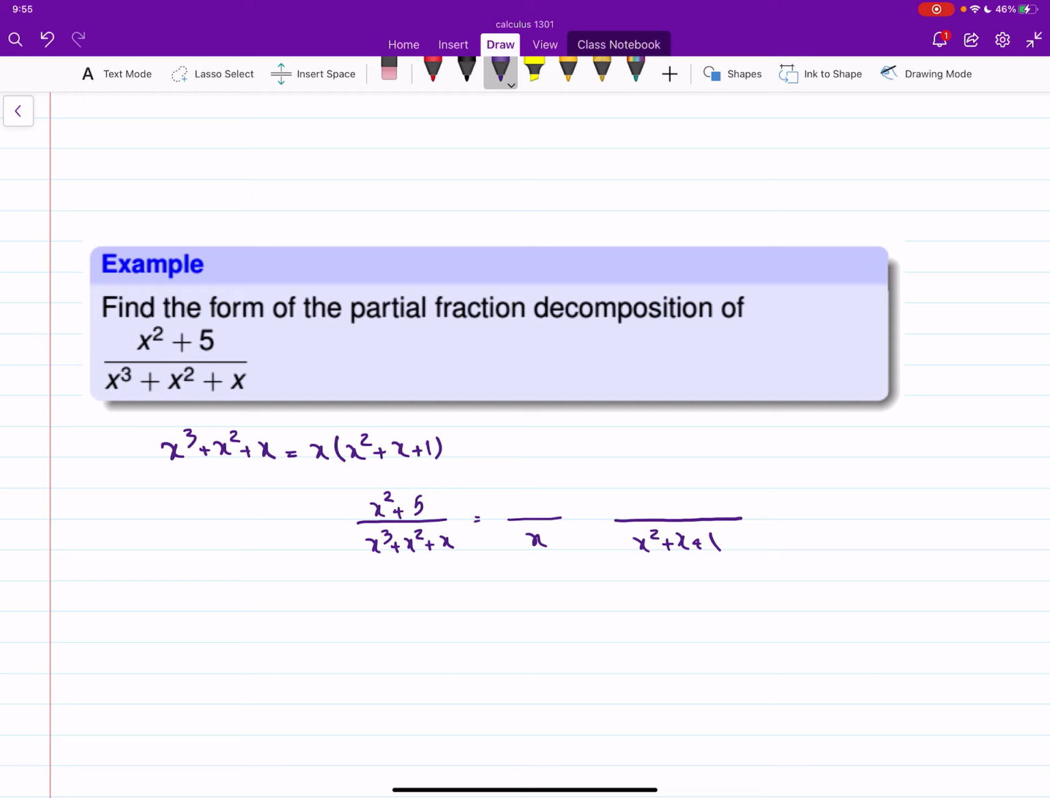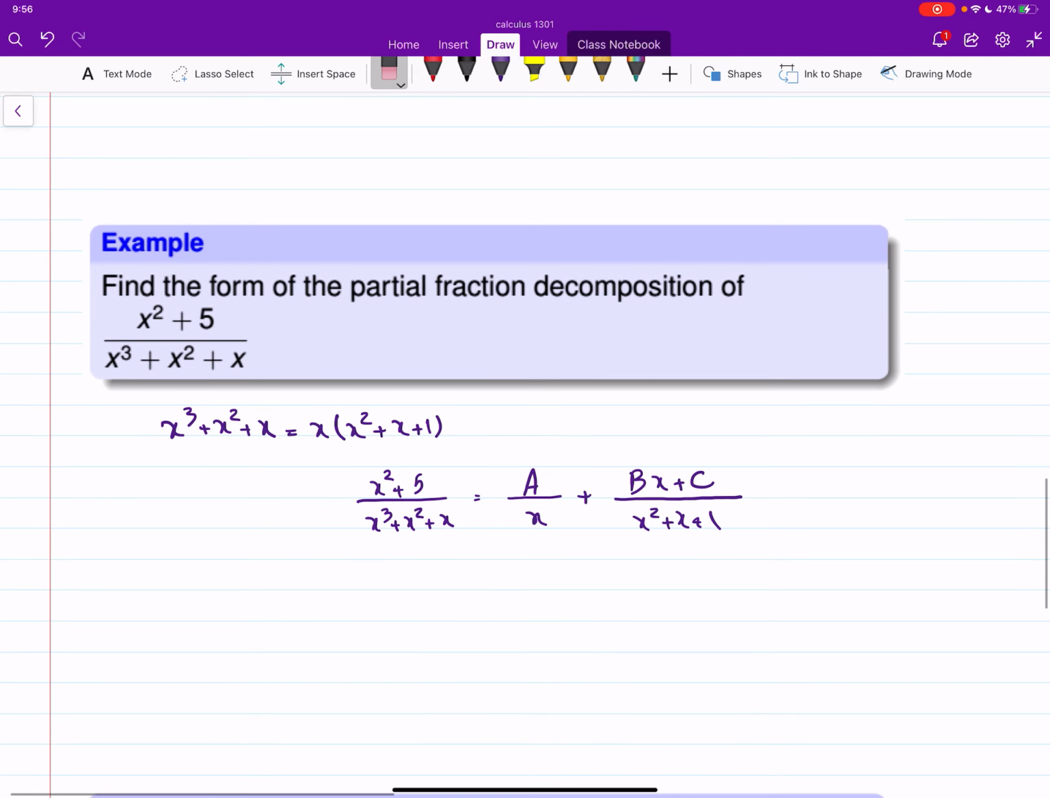And remember, for the partial fractions with the linear term in the denominator, you have only a constant. But for the quadratic, you should have something multiplied by x plus a constant. So I'll use b x plus c.